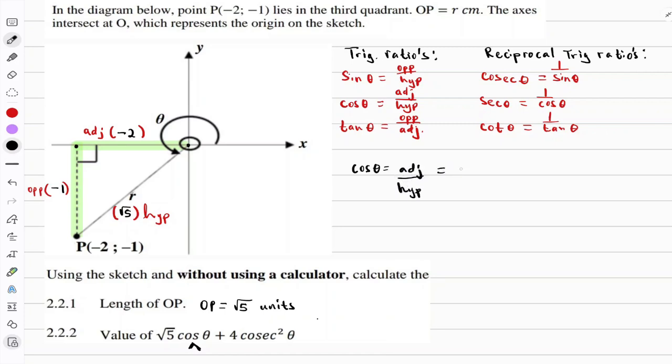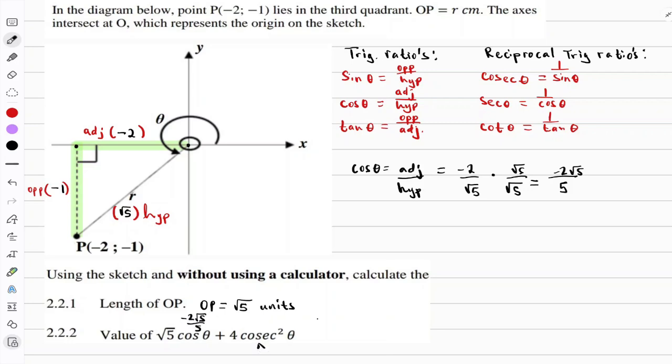So the adjacent side on the given sketch is -2, and the hypotenuse is square root of 5. But we do know for fractions we don't want a surd in the denominator, so we need to rationalize the denominator. So you need to multiply by square root of 5 over square root of 5. So square root of 5 times square root of 5 is 5, and -2 square root of 5 in the numerator. So we already have cos theta to be -2 square root of 5 over 5.